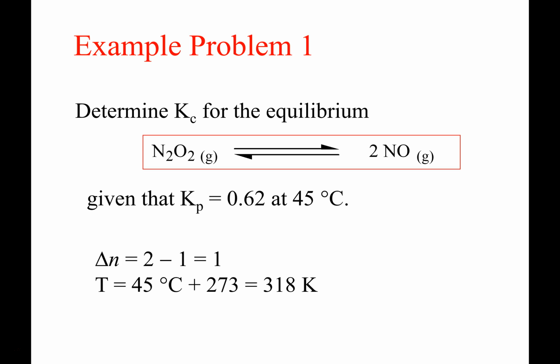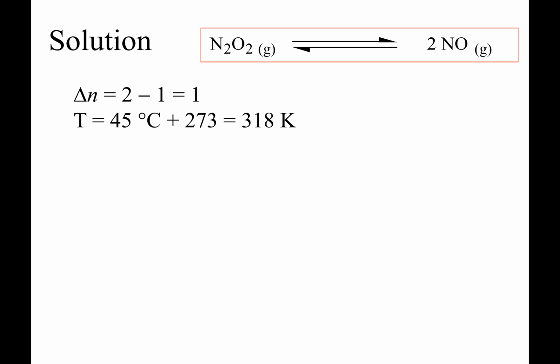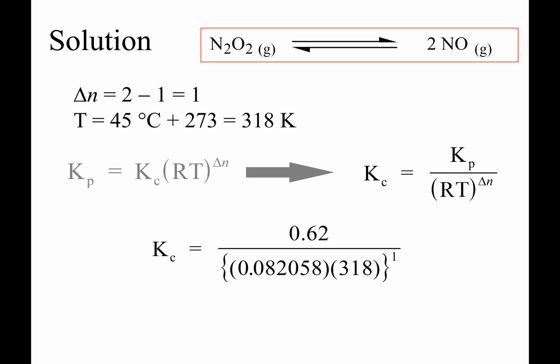The temperature that we're running here is, oh yeah, we do need the temperature, don't we? Because RT has to be in units of Kelvin, so we take our 45 Celsius, add 273, and get 318 Kelvin. Now ready to plug and chug. We rearrange it solving for Kc. Kc is equal to Kp divided by RT raised to the delta N power. So Kc is equal to 0.62, that's your Kp, divided by the ideal gas law constant, 0.082058. Also in the denominator is your temperature, 318 Kelvin, all raised to the first power.